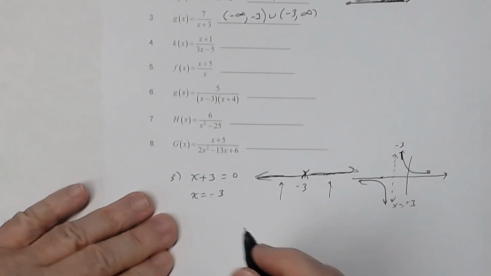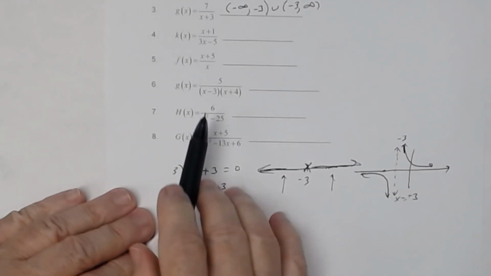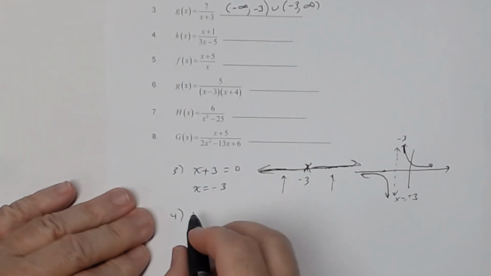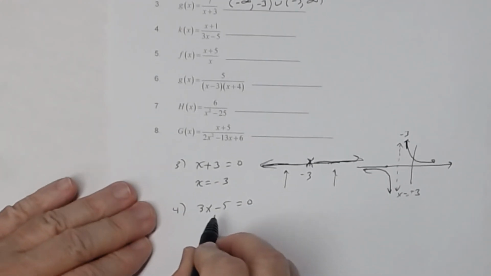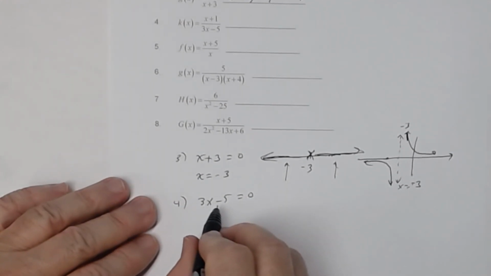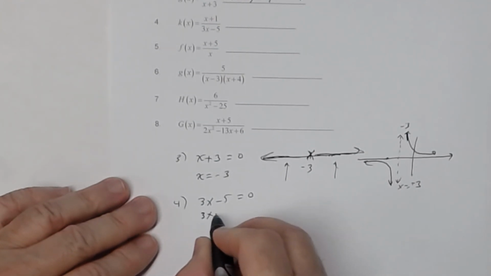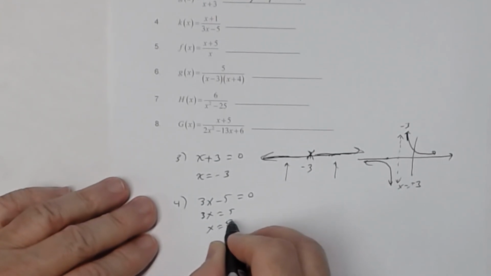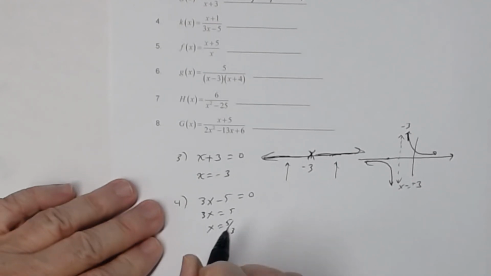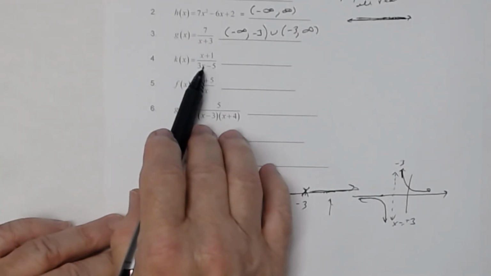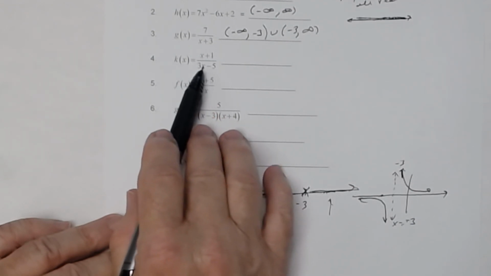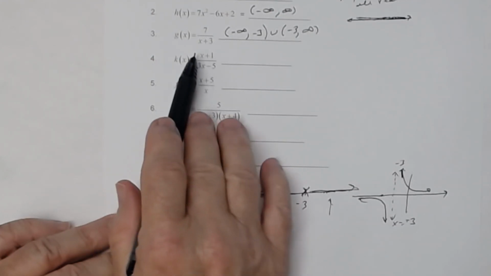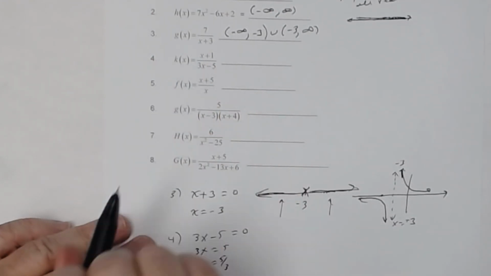So for example, if you look at number 4, all you have to do is look at the denominator, 3x minus 5, set that equal to 0, and solve for x. This is a linear equation, so I get 3x equals 5, so x equals 5/3. That means that I cannot use 5/3, because if I put 5/3 in for x, it doesn't matter what the numerator is. I'm just looking at the denominator. So 3 times 5/3 is 5, and 5 minus 5 is 0. So whatever this number is, divided by 0 is undefined.